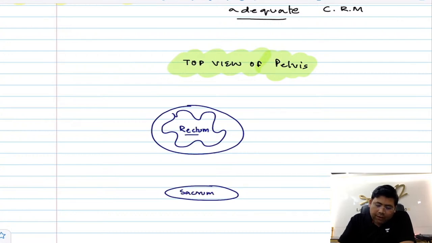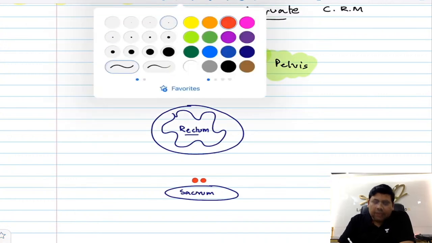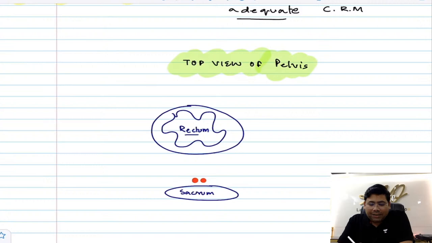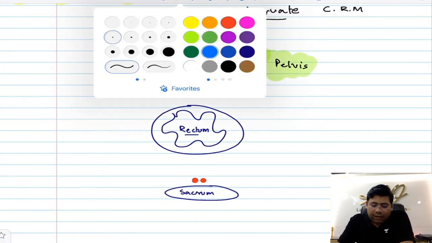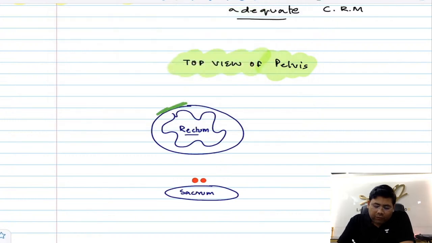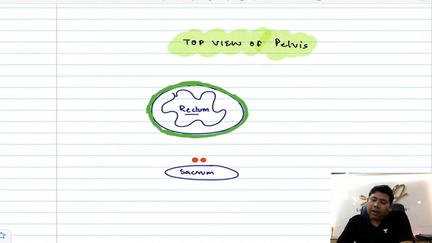Yeah, and then here you will be having the presacral plexus. So I can draw it like this. So we have rectum, presacral plexus. Then again around the rectum we shall be having a lot of what? Mesorectal fat. Are you seeing this mesorectal fat? This is what is mesorectal fat. This is very, very important. Now try to understand this.